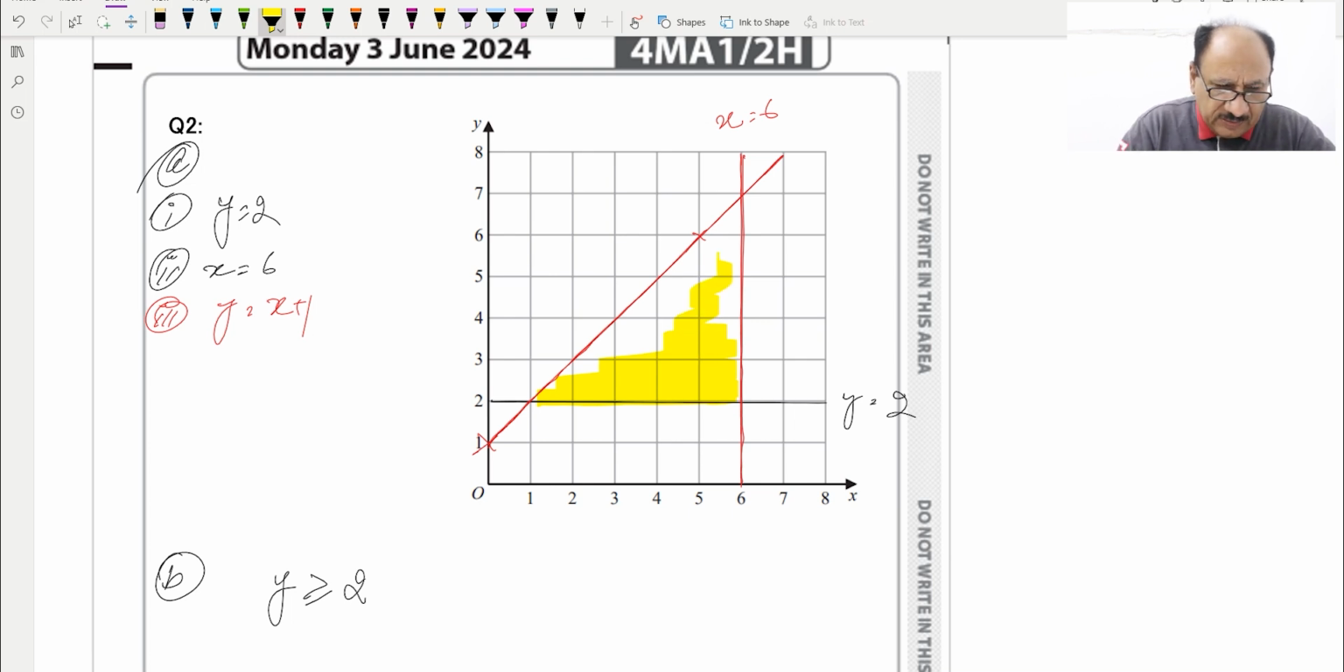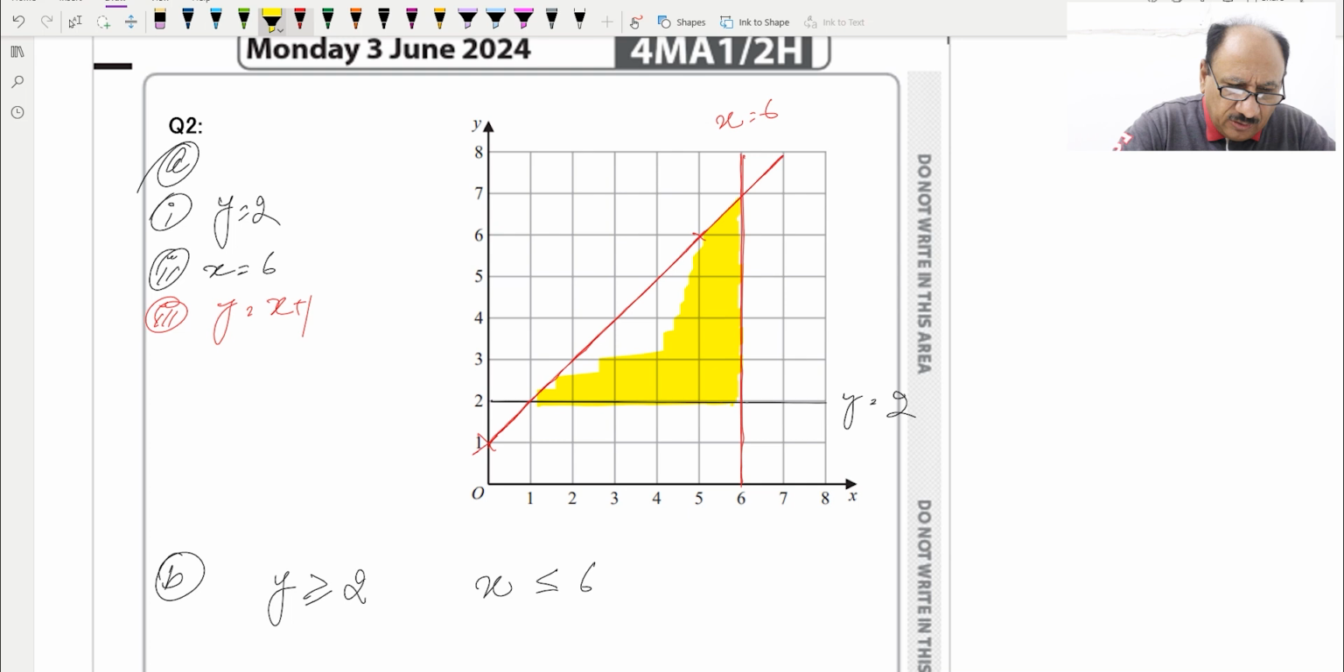And then the second inequality is x is less than or equal to 6. So greater than 6 means this region is not required. So the region required is which one? We will be shading this side as the required one, so we will be shading this.